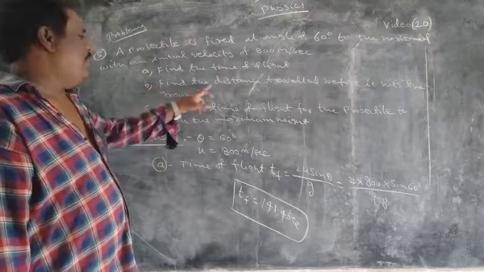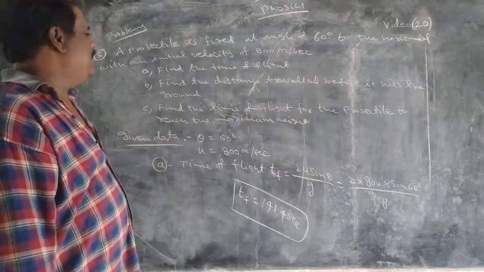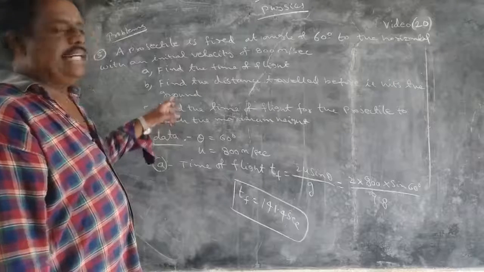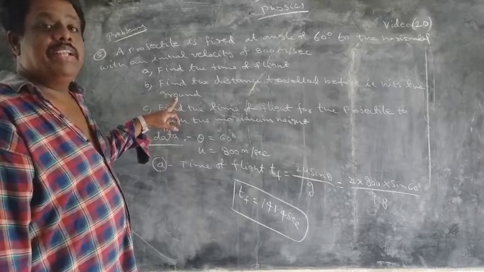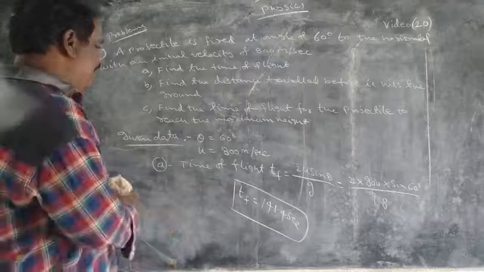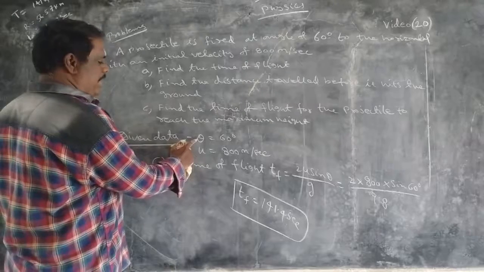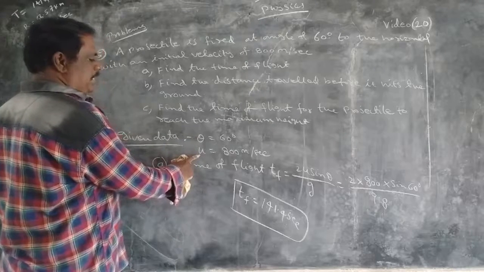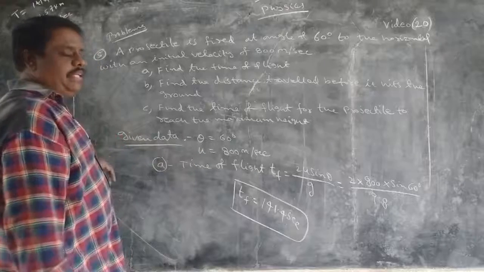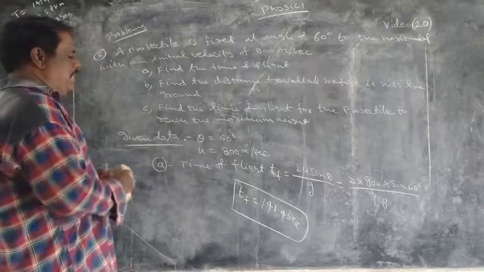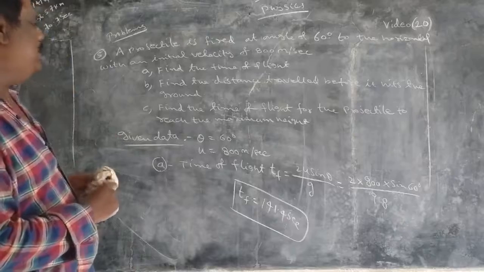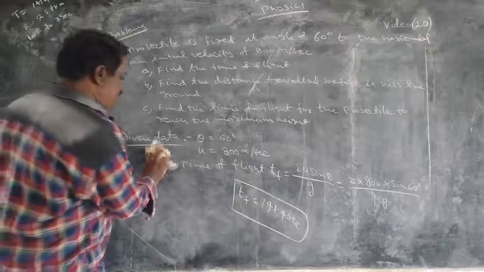In the second case, what do we have to calculate? The distance traveled before it hits the ground. That is nothing but the range. So the range we have to calculate. Again the theta value will be 60, and the initial velocity will be 800 meter per second. How do we calculate the range? Let us see in the next case how to calculate the range. That is case B.